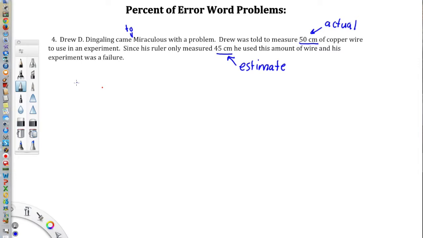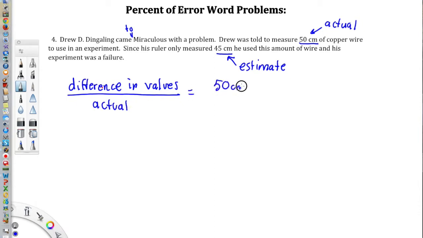Okay, so how do we find the percent of error? The first thing is we need to find the difference in our values, and that's the actual and the estimate. Then we need to divide this difference, which is the error, by the actual amount, the correct amount. So we're going to take 50 centimeters and subtract 45 centimeters from it, and we're going to divide that by the actual or the correct amount, which is 50 centimeters. When we take 50 centimeters and subtract 45, we will get 5 centimeters. And then we divide that by 50 centimeters, which is the correct amount.